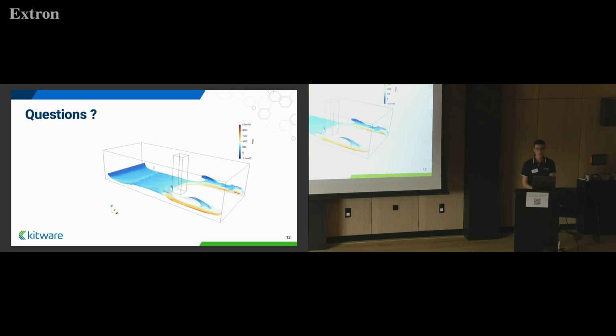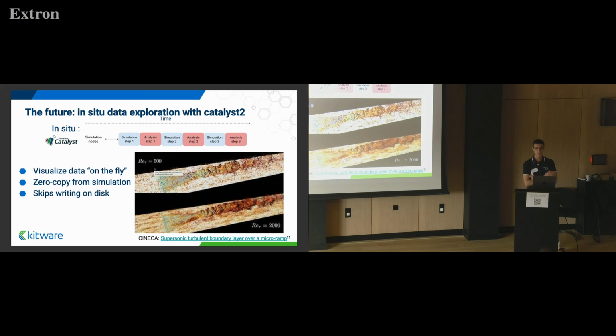So you talked about the on-the-fly visualization with Catalyst, right? So what about the memory requirements? When we are solving really large problems which are already taking up a lot of memory, how does it balance out? Is there anything?